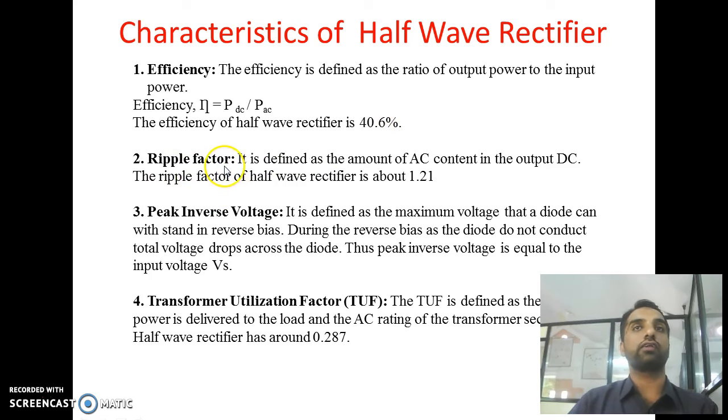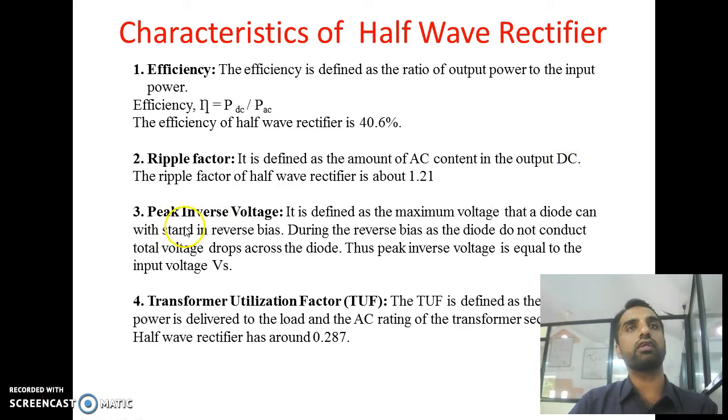The second one is the ripple factor. It is defined as the amount of AC content at the output of DC. The ripple factor of the half wave rectifier is 1.21, that is, 121% of AC signal appears at the output for 100% of DC.